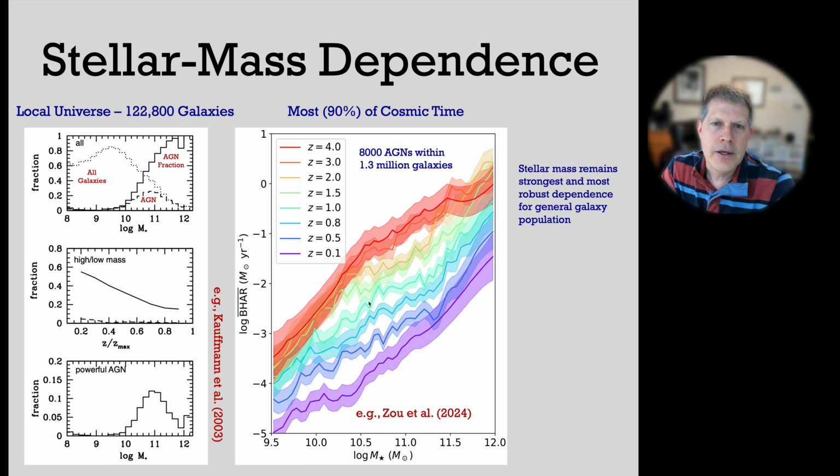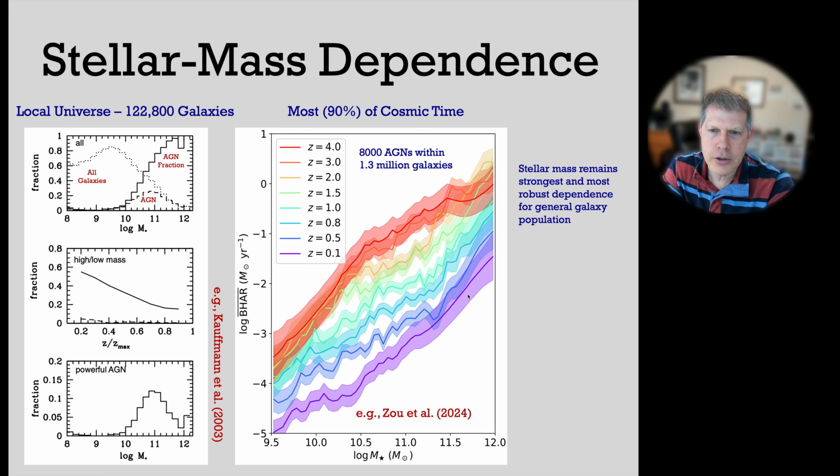In this case, these authors have used a large sample of 8,000 AGNs within 1.3 million galaxies to look at the long-term average black hole accretion rate derived from X-ray data versus galaxy stellar mass at a variety of different redshifts. And you can see that the stellar mass dependence is present at all redshifts and is very strong. Okay, galaxies rise in their black hole accretion rate, the black hole growth rate, by orders of magnitude, you know, factors of 1,000 or 10,000, as the stellar mass increases from 10^9.5 solar masses up to 10^12 solar masses. And this is very useful information that encodes how supermassive black holes grow over cosmic time.